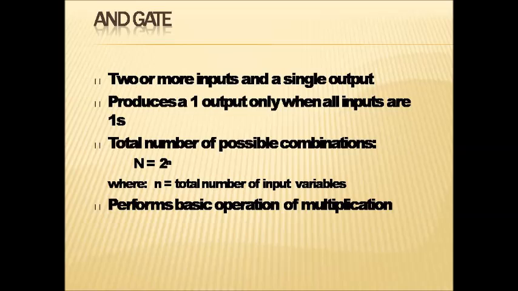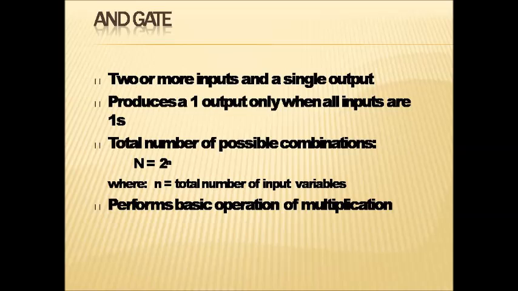Okay, as I told you, first we are going to see the basic logic gates in computer hardware. So the first one is the AND gate. In the case of an AND gate, we consider two or more inputs, and it produces a single output. Please note that it will produce 1 only when all the inputs are 1s. So it will produce 1 in the output when all the inputs are 1.